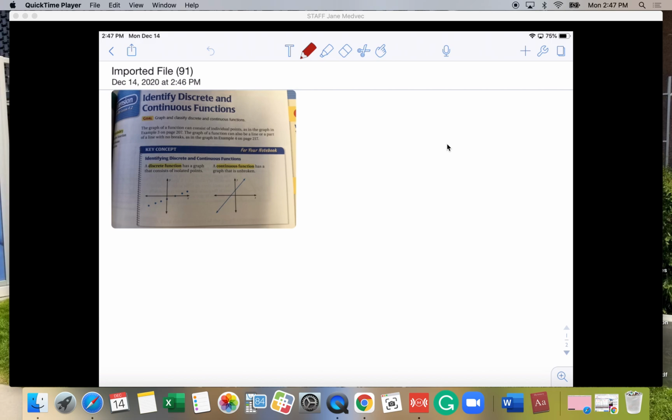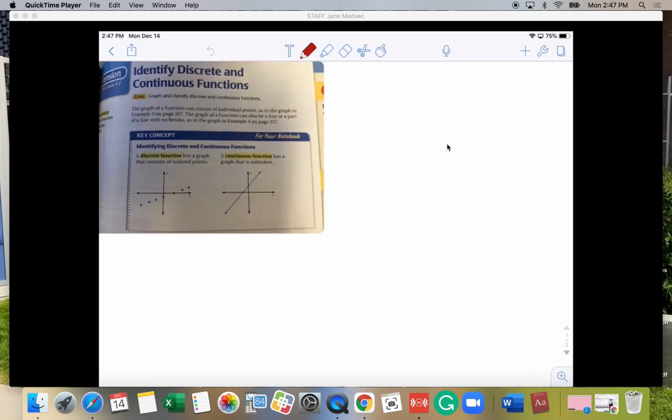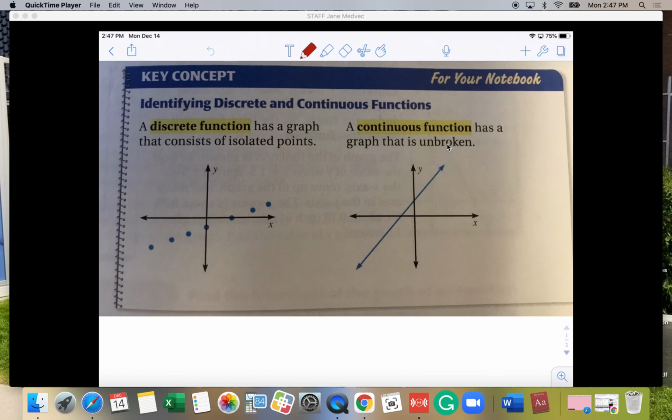Today what we're going to do is look at extension 4.2. Most of the content that you're looking at, you've had before. The main idea is what is the difference between a discrete function and a continuous function? And the main idea is discretes are, think of dots, discrete dots, or you could think of them as points.